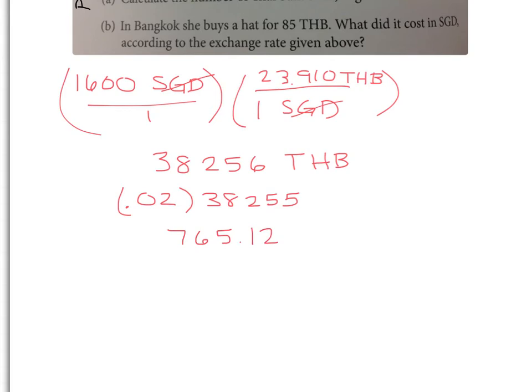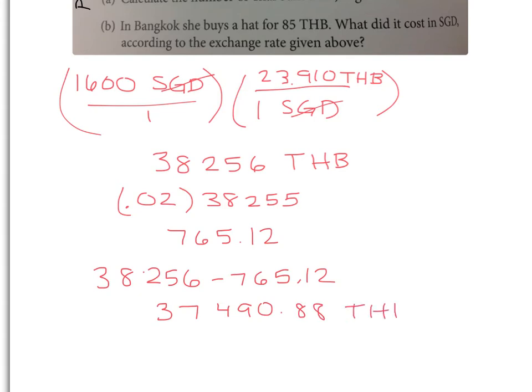So what she's actually going to get when she exchanges it is not 38,256. It's 38,256 minus the 765 that they're taking as commission. So we are going to subtract that. And so what she's actually receiving is 37,490.88 of the Thai baht.